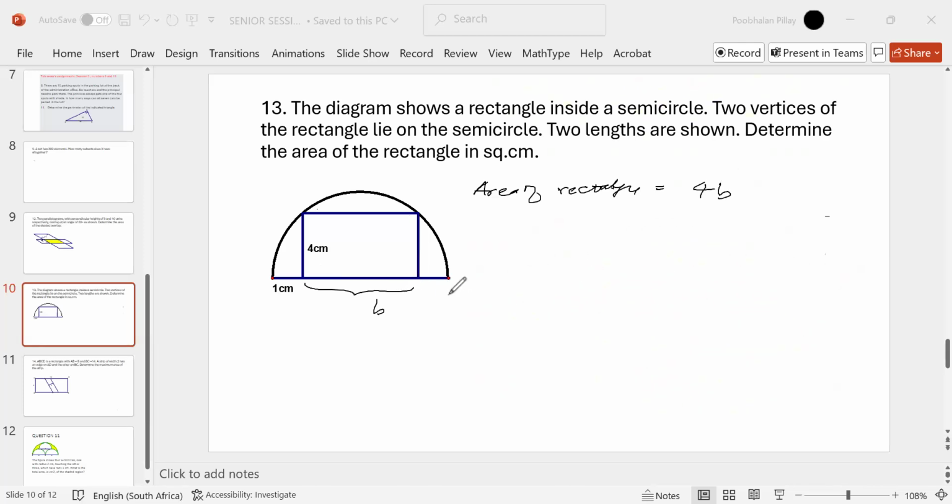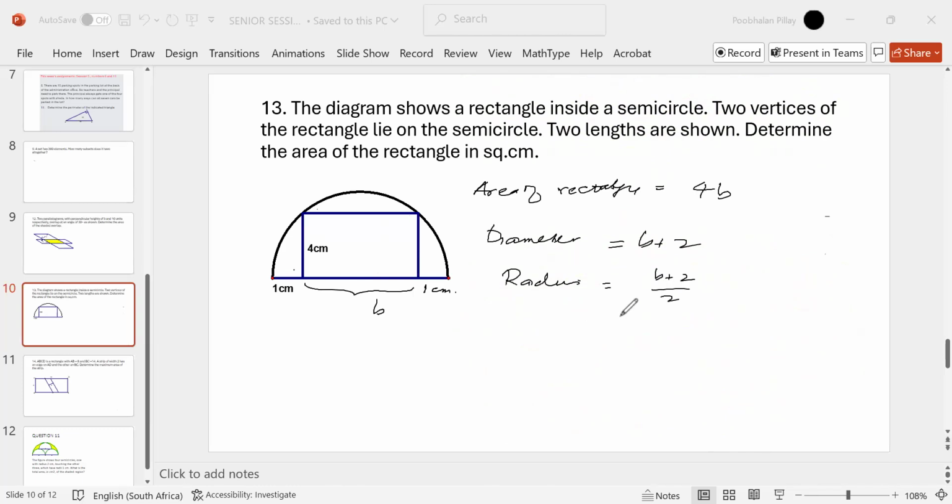So how do you find B now? That's a little bit tricky because, by symmetry, you can see this one here will be 1 also. So let's call this thing B. Then you can see the diameter is B plus 2. If that is 1, this is 1. And therefore the radius will be B plus 2 divided by 2.